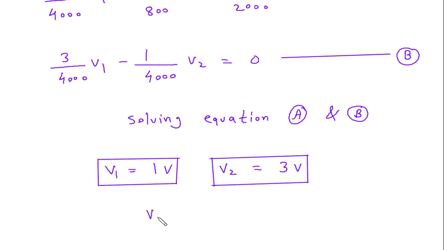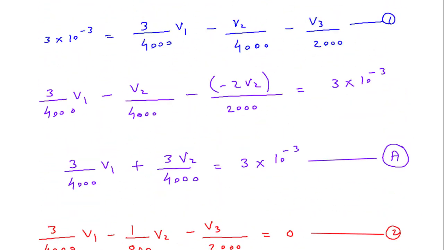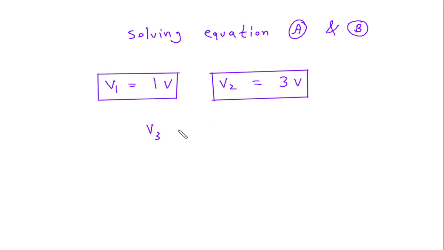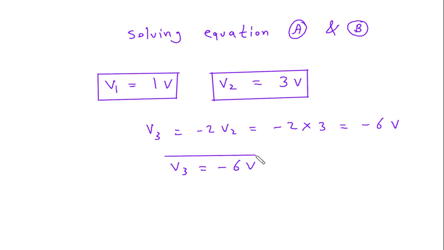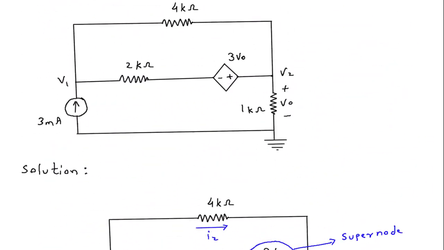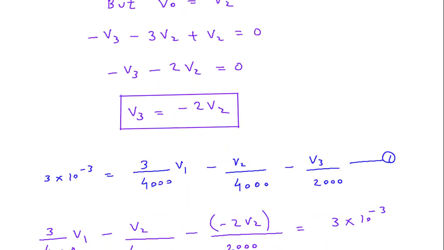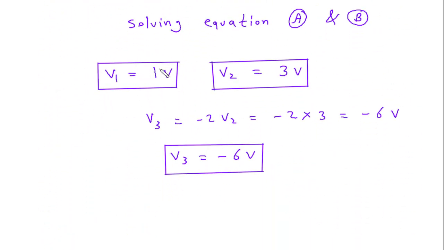Also we can find the value of V3. V3 is minus 2 V2, which is minus 2 into 3. So V3 is equal to minus 6 volt. What we have to find? We have to find V1 and V2 using nodal analysis. V1 is equal to 1 volt and V2 is equal to 3 volt.